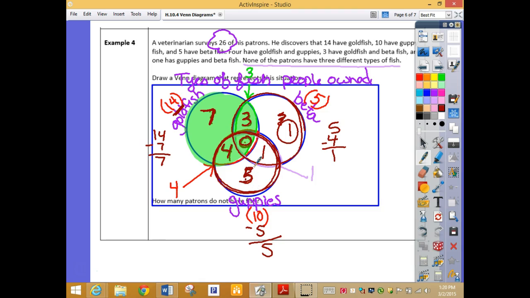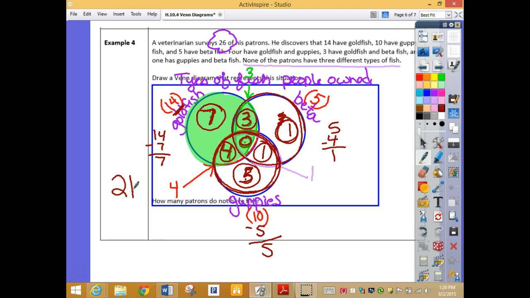Let's see if it answers our question. How many patrons do not have fish? Does that tell us anywhere out here in the universe how many did not have any? We need to figure that out. How do I do that? Okay, do I add up these outside ones? No, no. I add up all the inside. 7, 3, 1, 4, 0, 1, and 5. What do those all add up to? 21. Everybody agree? I agree.